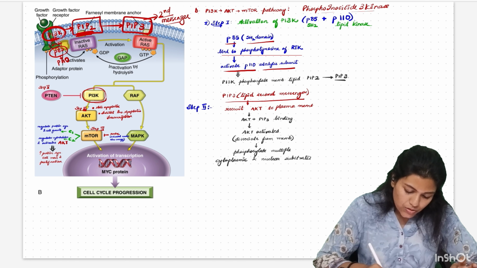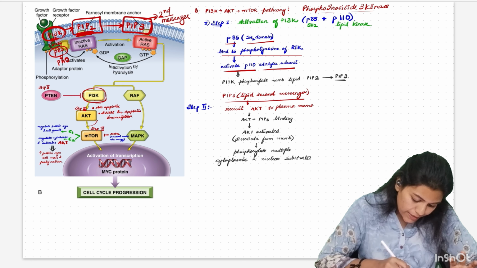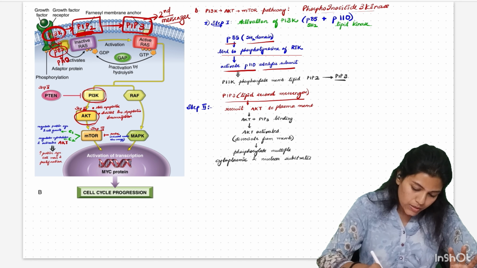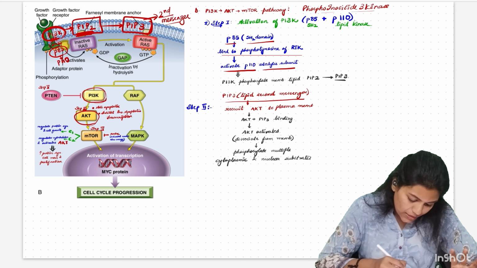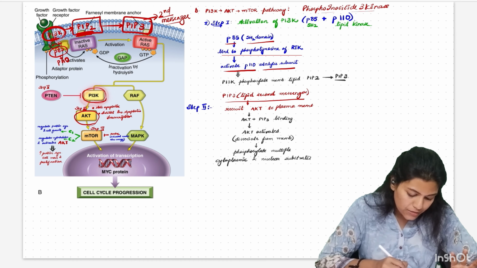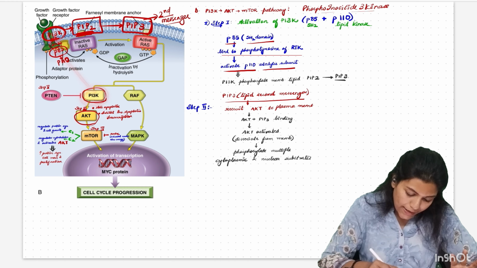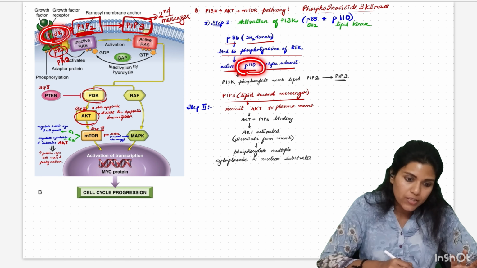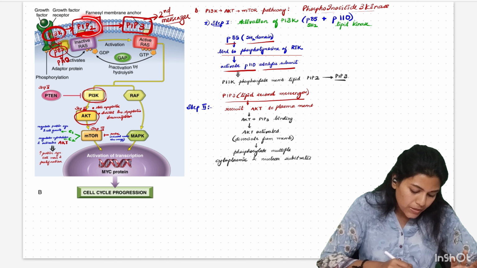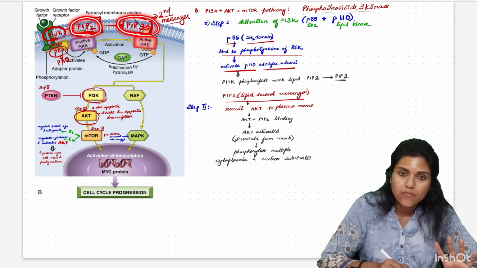Lipid second messenger means now it will recruit AKT. So from here to here, it is the first step, that is activation of PI3K. P85 will be brought towards this phosphotyrosine. It will in turn activate P110. The entire PI3K is brought here. It will convert PIP2 into PIP3, which will act as a second messenger. This is the first step.